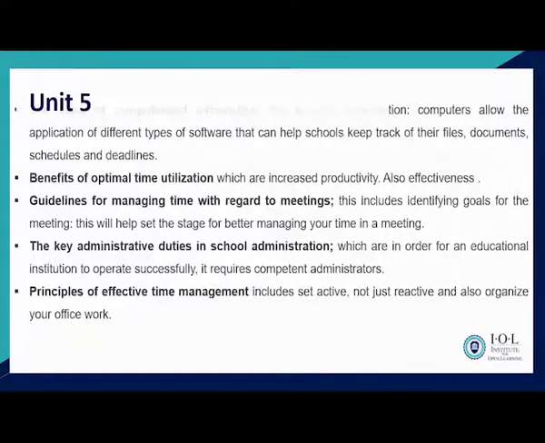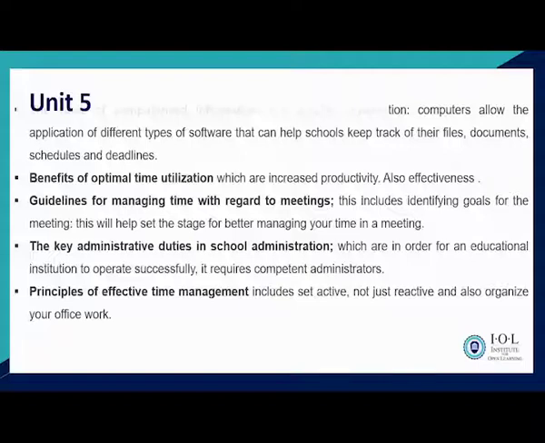Benefits of optimal time utilization. The benefits of optimal time utilization are increased productivity and also effectiveness. Those are the benefits, because if you are utilizing your time, or in other words, using your time wisely, you are likely to have high productivity and you are likely to be effective.